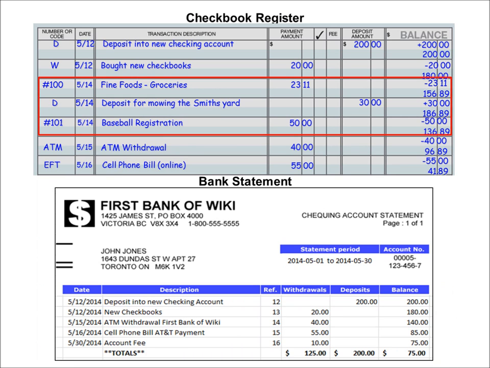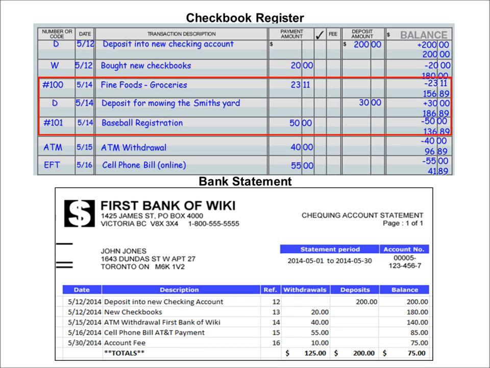Well, on the checkbook register on May 14th, you'll notice that we wrote out two checks, check number 100 and check number 101. If you look at your bank statement, neither of these two checks appear. So those are two outstanding checks. We know we wrote them, but the bank statement does not reflect them yet.